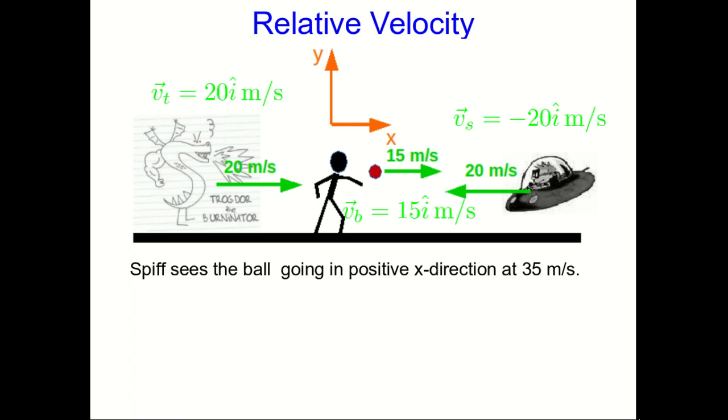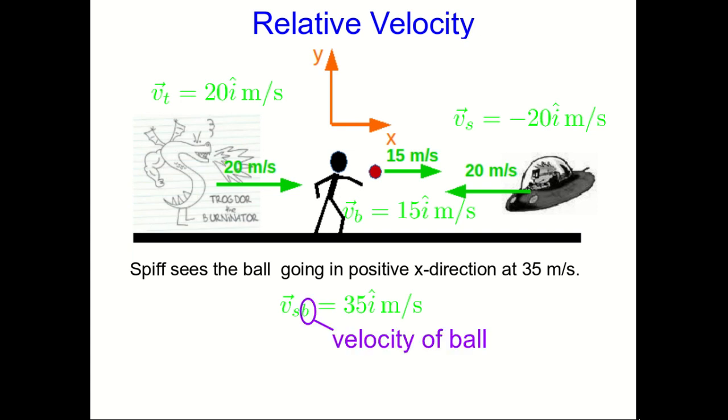Well, so Spiff sees the ball going to the right, so in the positive x direction, at 35 meters per second. You can probably convince yourself of that. And so I'm going to call that V sub SB. And so it's 35 i hat meters per second.